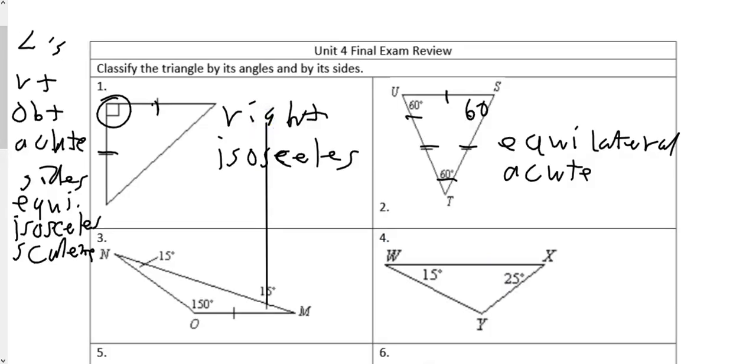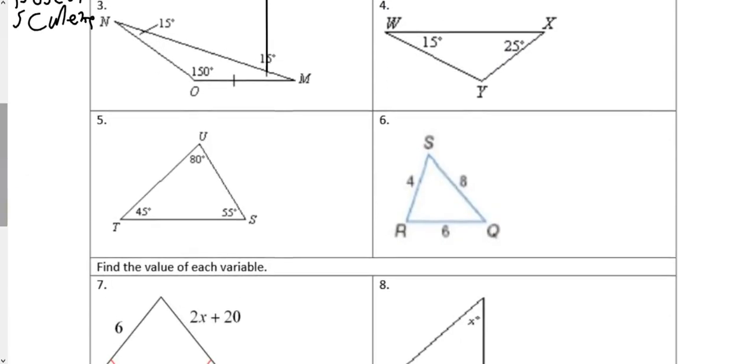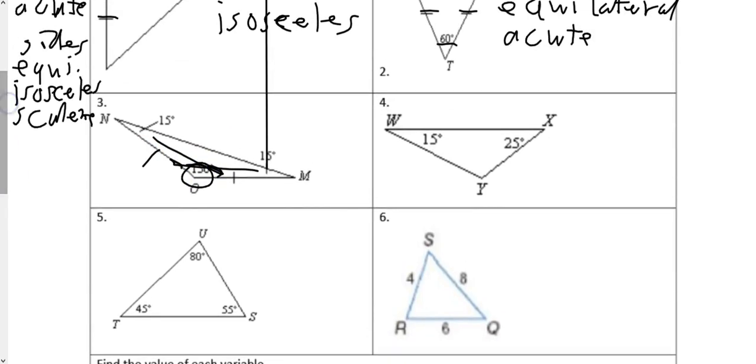If the angles are the same, the opposite sides are the same. So that makes this an isosceles triangle, and this 150 makes it obtuse. So it is isosceles and obtuse.